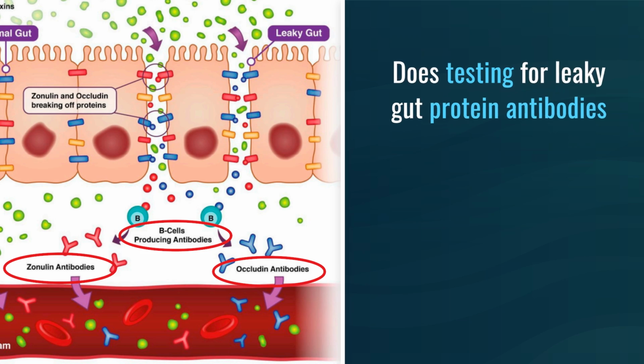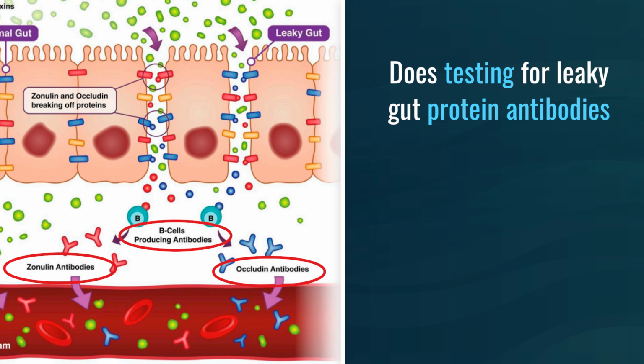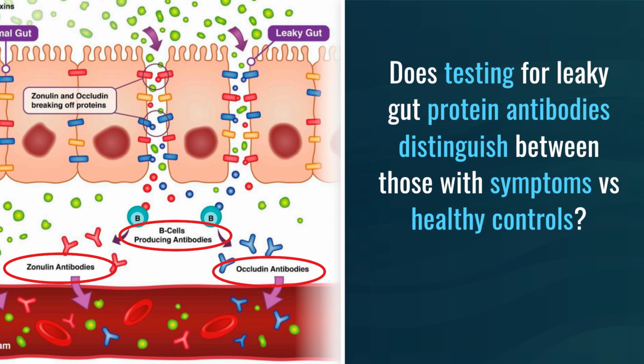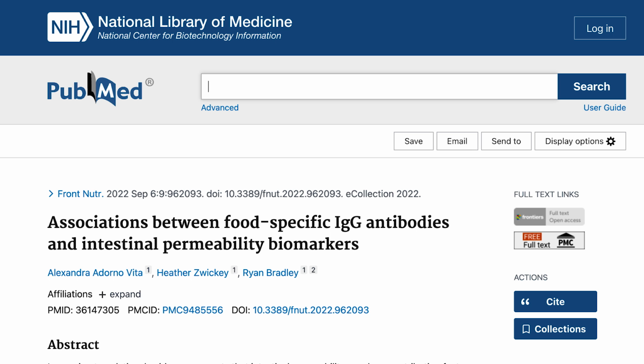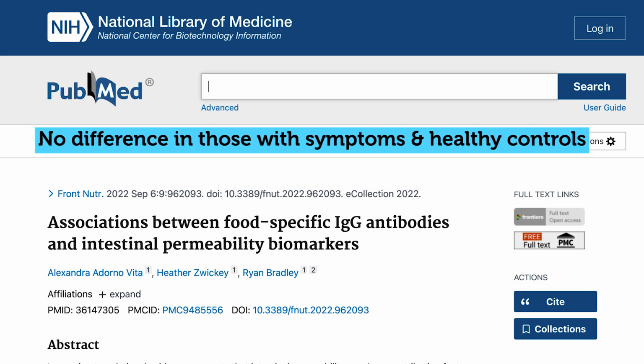Well, firstly, does testing for leaky gut protein antibodies distinguish between those with symptoms or disease states versus healthy controls? The answer here is no. A 2022 study found no difference between those with symptoms and healthy controls. There are a few other studies that have found a correlation between symptoms and levels of these antibodies. However, I have some major concerns here, and they are that all of the research comes from the same one or two lab consultants who work for this company, and no one else, no independent researchers have verified the results. That's point one. The other point has to do with the normative ranges.